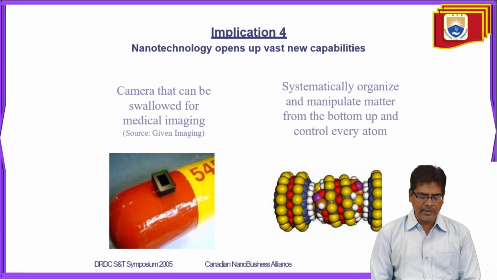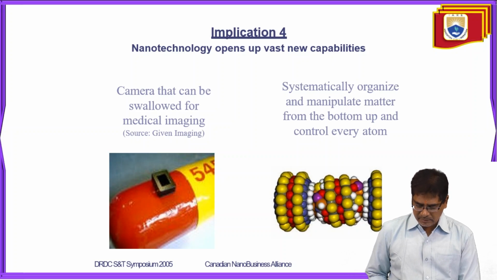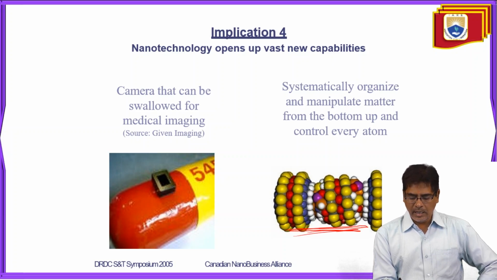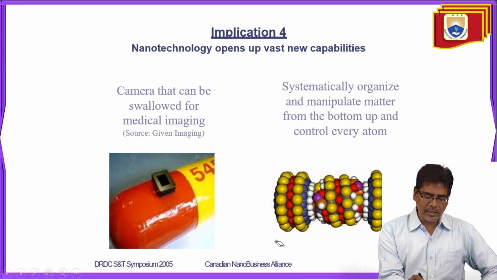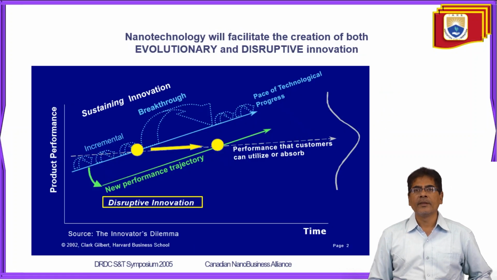That is for source and giving imaging. We need to systematically organize and manipulate matter from the bottom up and control every atom. So this is what is required here. And this is the camera that can be swallowed for medical imaging. So this is what implication 4 is.